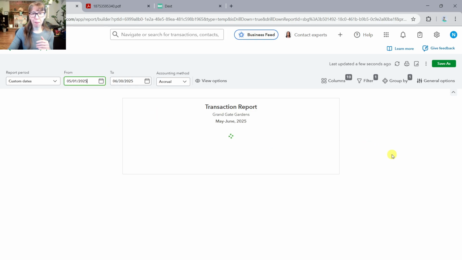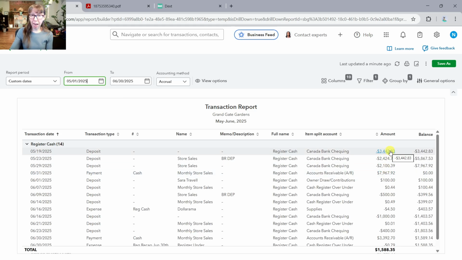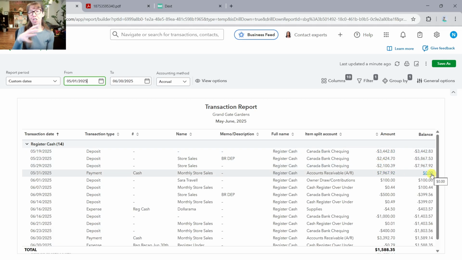What she was doing in May, she was just putting cash into the bank as per whatever Shopify said was paid by cash for the week. And that's the only reason that our register cash went to 0. But she wasn't confirming that there wasn't any over or under or any missed cash receipts with her cash register. She wasn't reconciling her register cash.